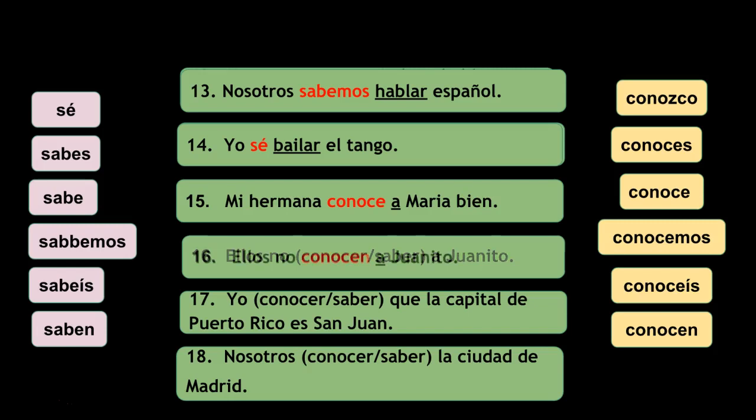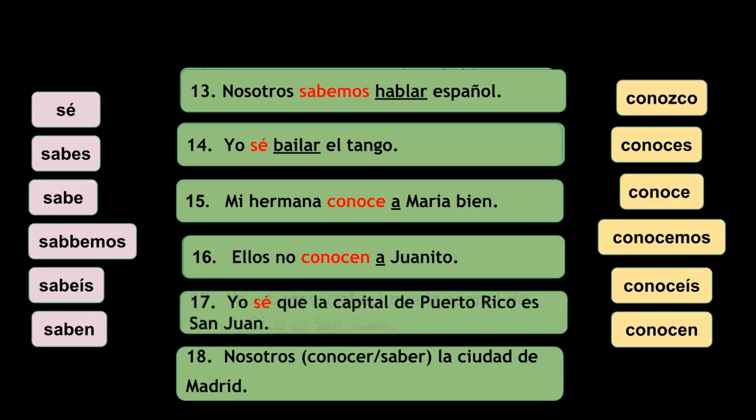Ellos no conocen a Juanito. Número 17. Yo sé que la capital de Puerto Rico es San Juan. I know that the capital of Puerto Rico is San Juan. So that's knowing information. You know that that's the capital. It's different than being familiar with a city. Nosotros conocemos la ciudad de Madrid. We are familiar with Madrid.